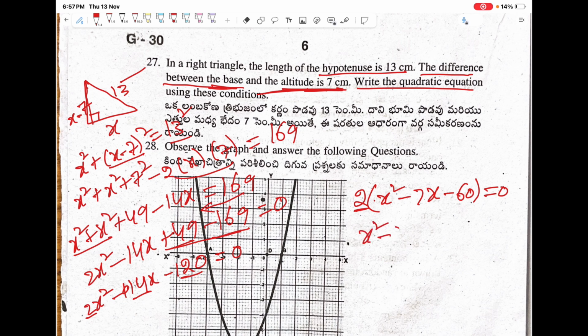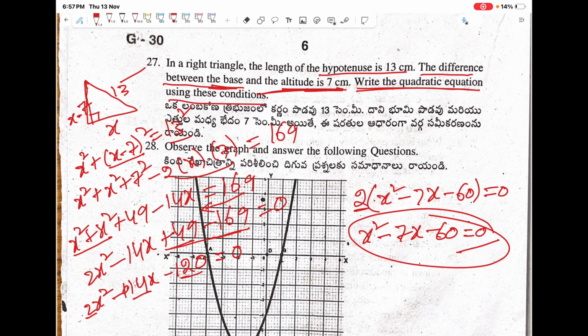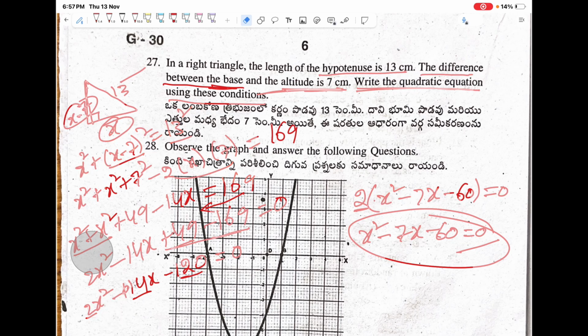Finally, they asked you for the quadratic equation only, not the solutions. That's all, this is your answer. You have to stop here, because they asked you very clearly to find the quadratic equation only using these conditions. Not even the base value and the altitude values. They did not ask you that. They asked you what is the quadratic equation. That's all.